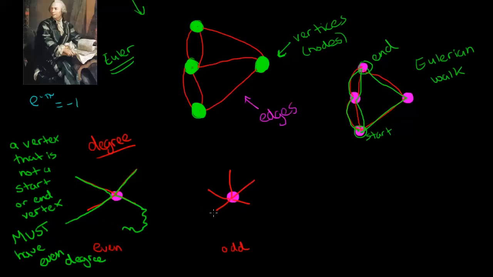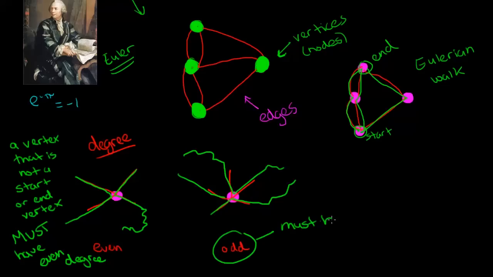If I enter somewhere and then I can leave, and then I do some more of my walk and I come back and I enter and then I leave, and I do some more of my walk and I come back, there's no way for me to leave. So if you have something of odd degree, this had better be a start or an end vertex. Okay, so let's think about what we've learned.